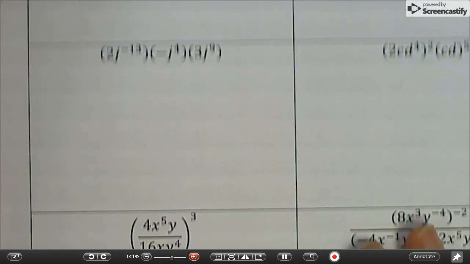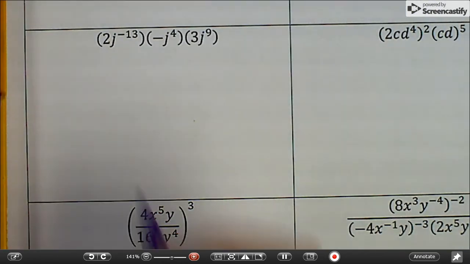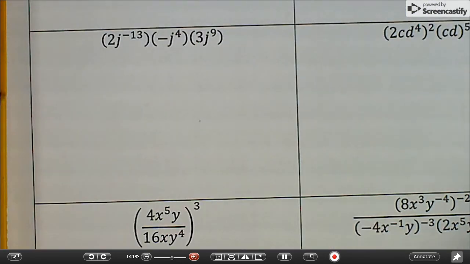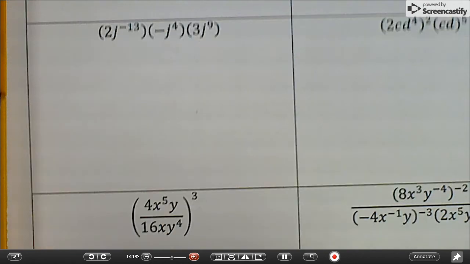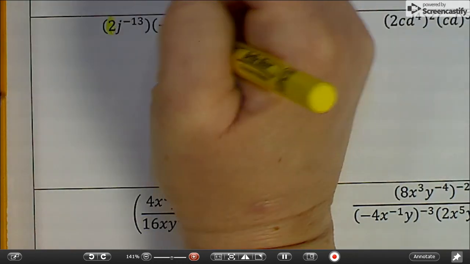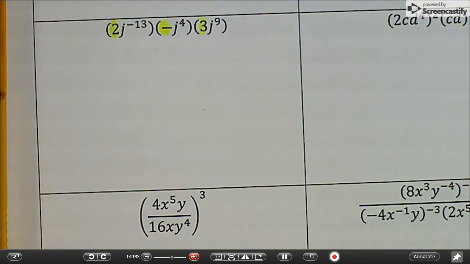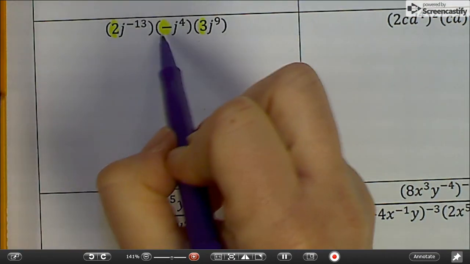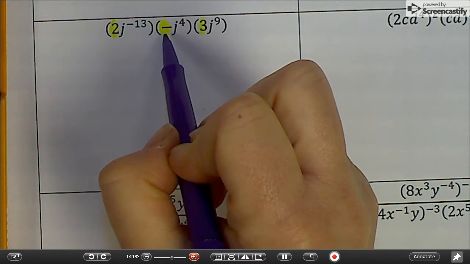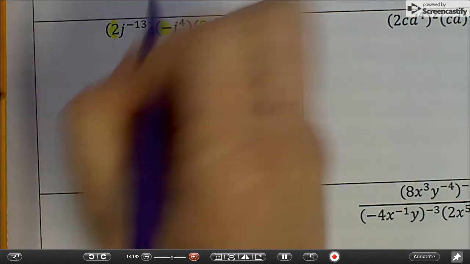All right, let's look. This one is multiplication. There's nothing else. It's just multiplication. That means we're going to look at the coefficients and we're going to multiply them. 2 times negative 1 is negative 2. Negative 2 times 3 is negative 6.